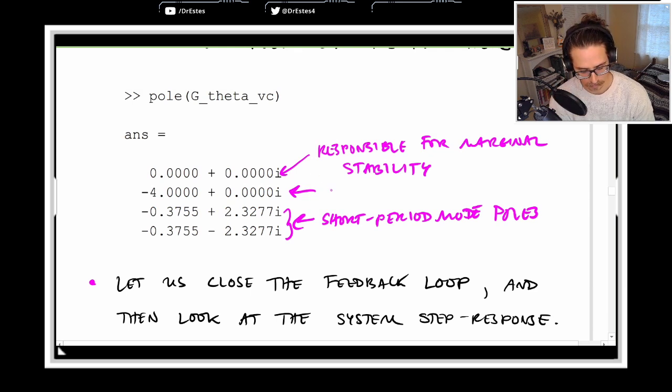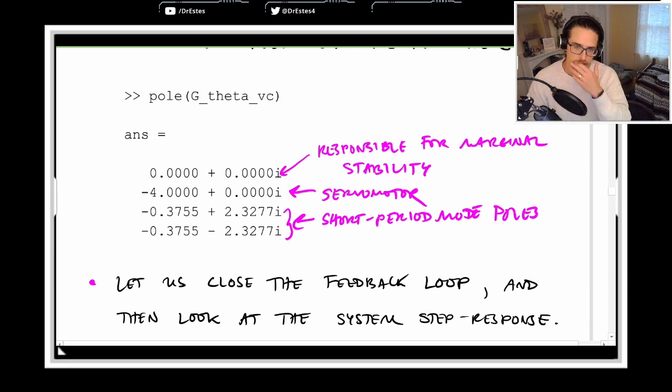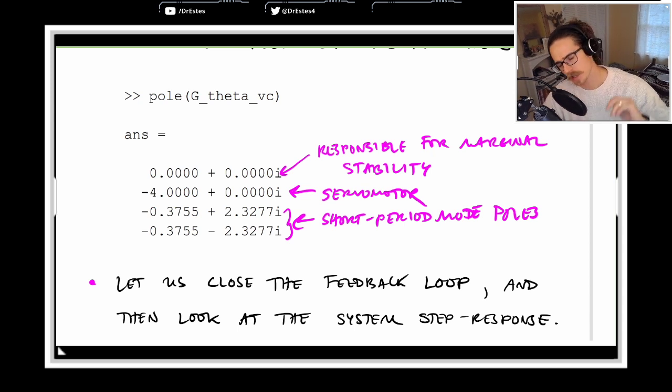This guy is the servo motor. It has a time constant of a quarter of a second. The time constant is equal to minus one over the real part of the root. So if you take minus one over minus four, you get 0.25.